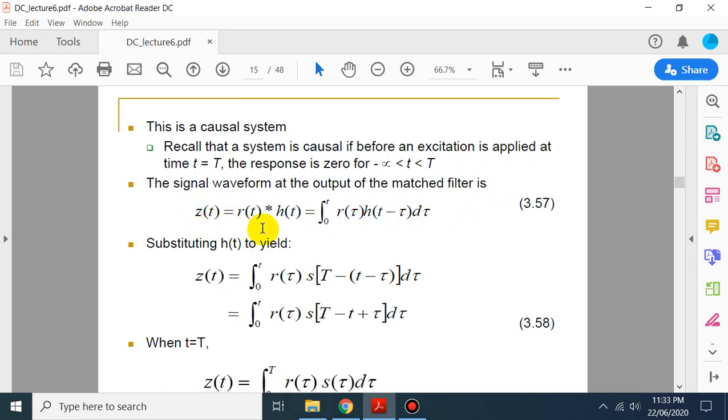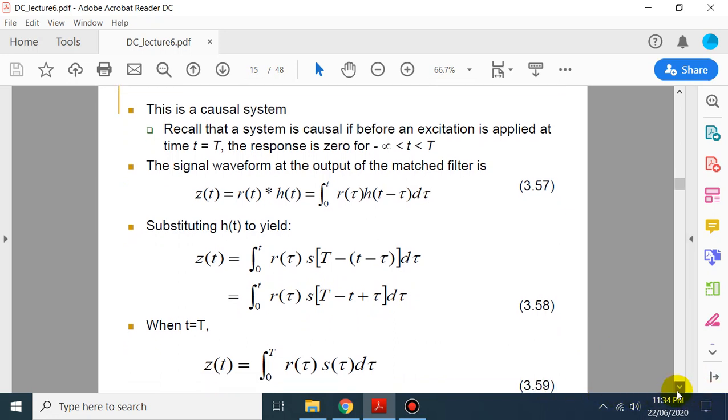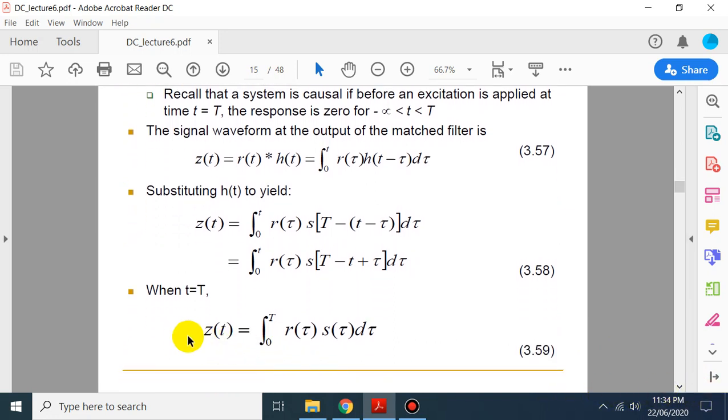The signal waveform at the output of the matched filter will be this one, where z of t will be r of t convolved with h of t, and that is going to be represented with an integration starting from 0 to t. This is the definition from the convolution theorem. Now substituting h of t, we are going to yield this signal. We are going to solve this using this property, and putting t is equal to T, we get z of T here.